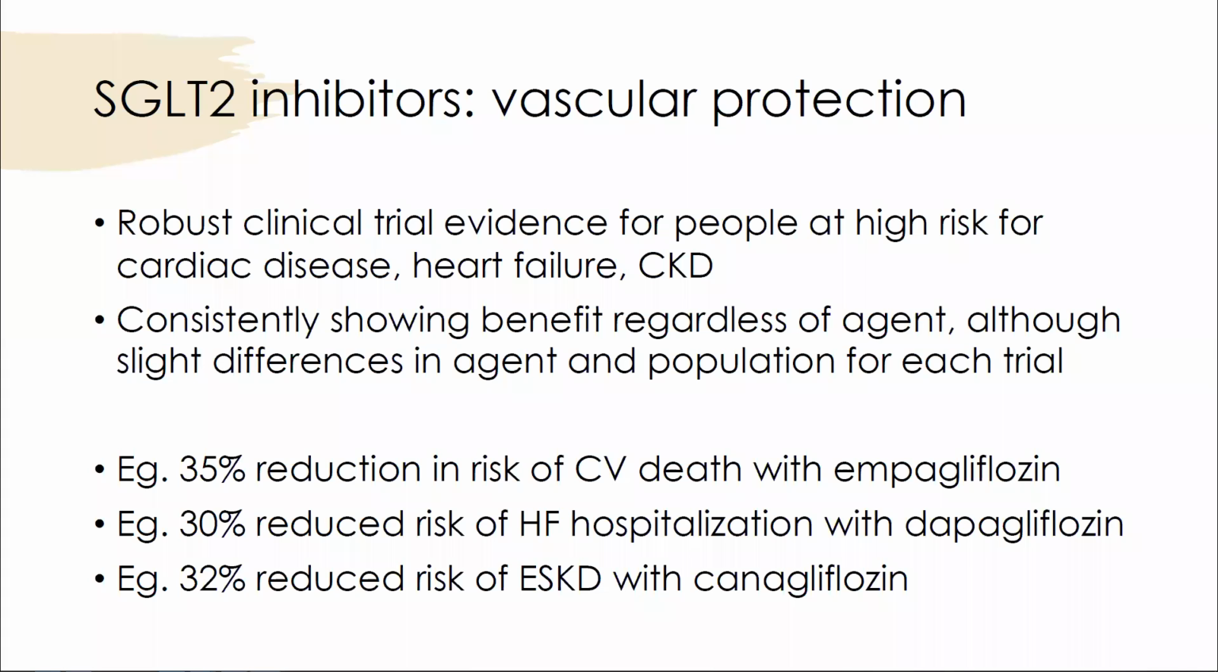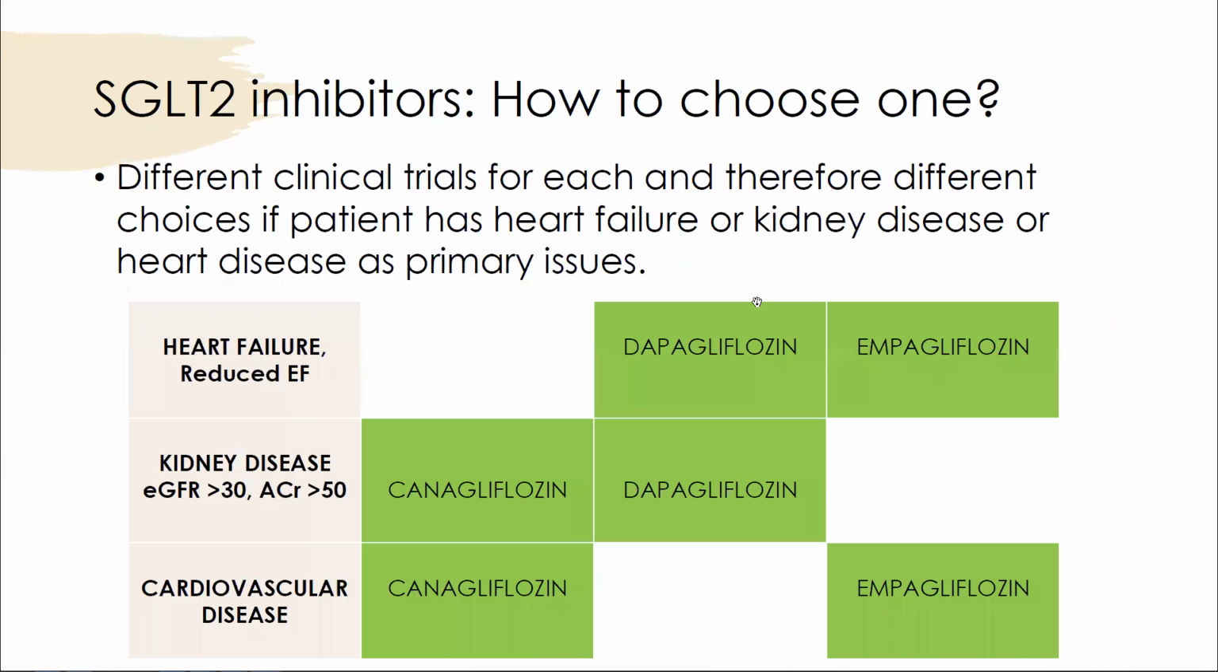There are slight differences in which agent was studied in which population. In general, in my reading of the evidence, they're all very good and they all seem to have the same benefits, but there is a difference, and I'll tell you about the differences in a second. So we get things like a 35% reduction in heart failure, kidney disease, cardiovascular death using different agents in different populations. So there's quite a robust evidence base for the vascular protection as well.